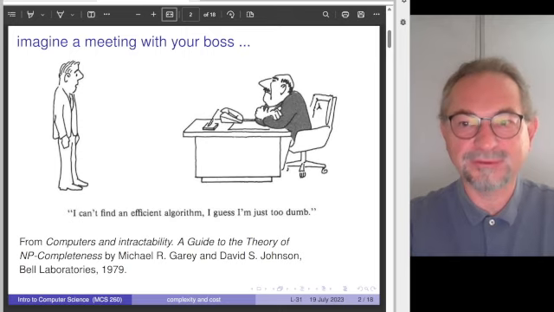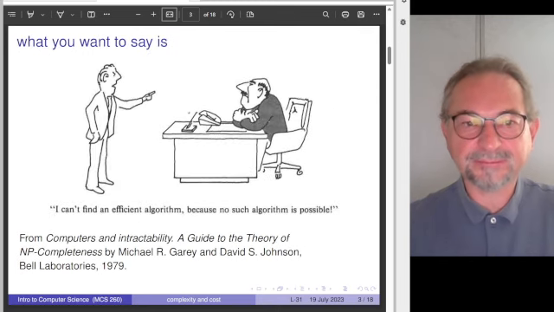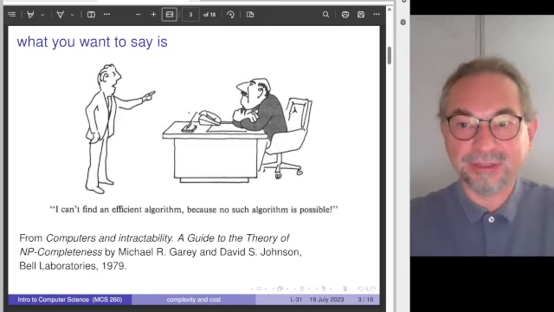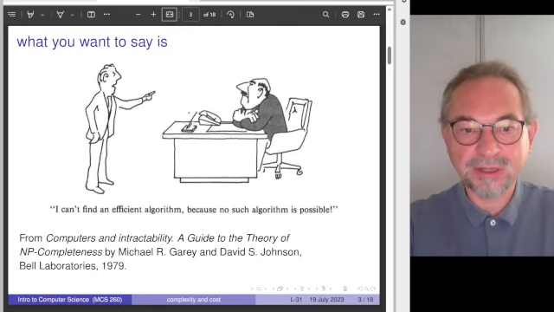Why can't you get it to run efficiently? This is not what you want to be saying. What you want to be saying is that it cannot be done. There is actually no algorithm possible, no efficient algorithm possible.